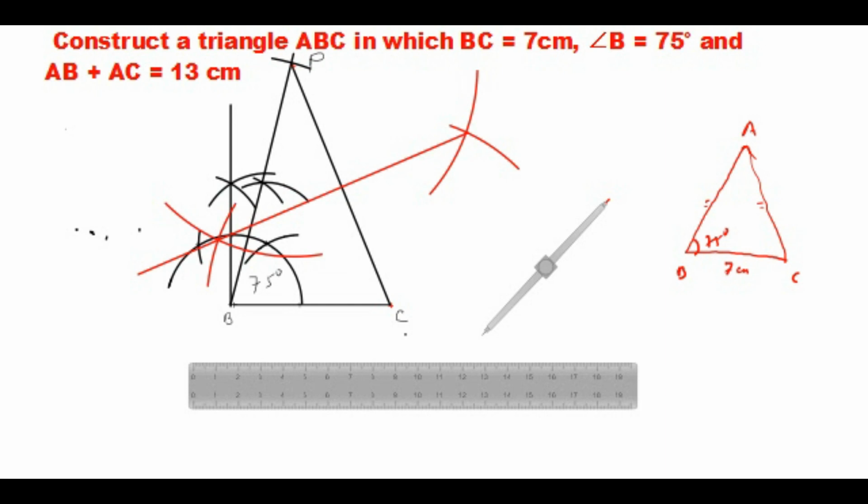Okay, so here we can give the name A, and then join this point A to the point C. So you get the required triangle ABC.